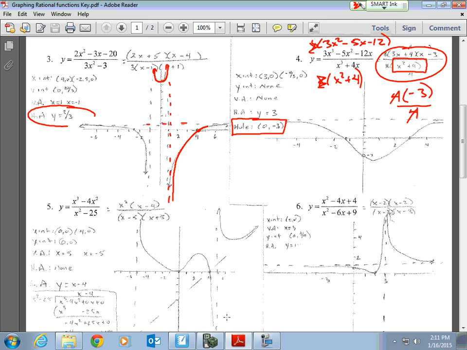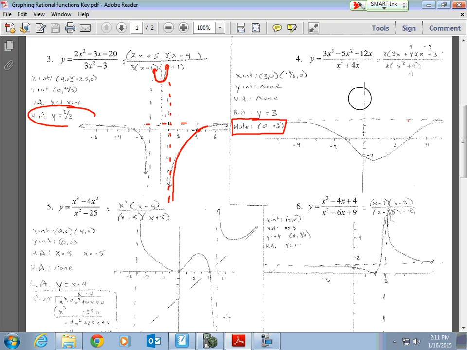Okay, degree of top is the same as the degree of the bottom. So my horizontal asymptote is the ratio of the leading coefficients. The top is 3, the bottom is 1. The ratio of 3 to 1 is 3. I have a horizontal asymptote at y equals 3.